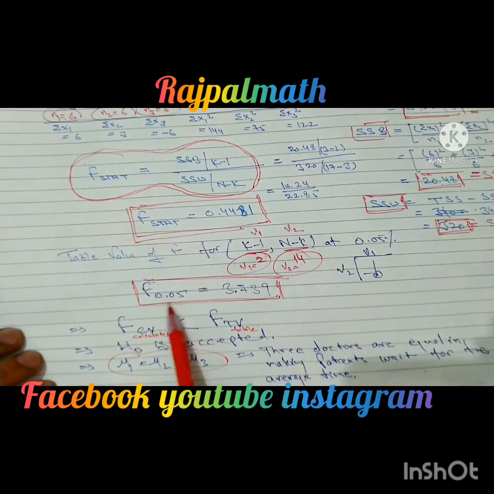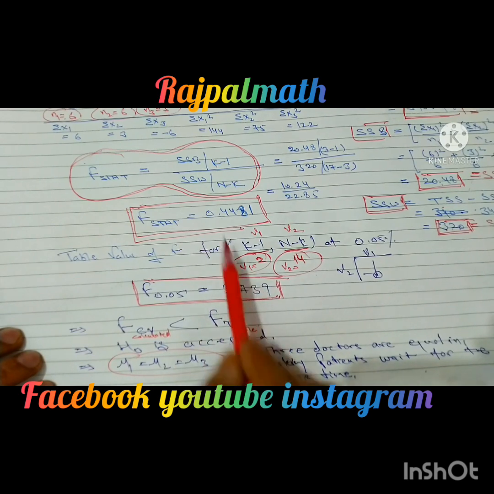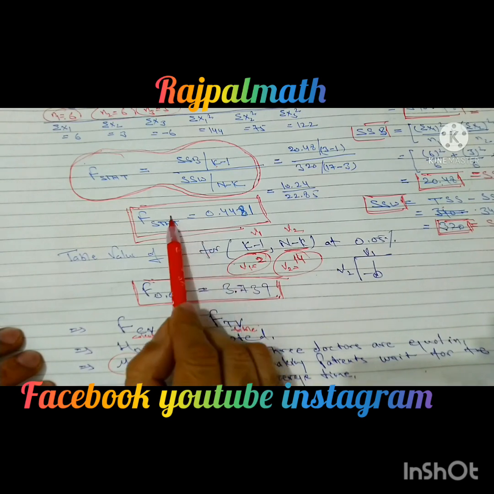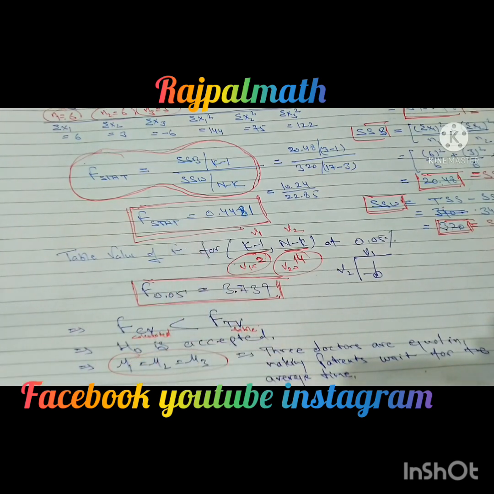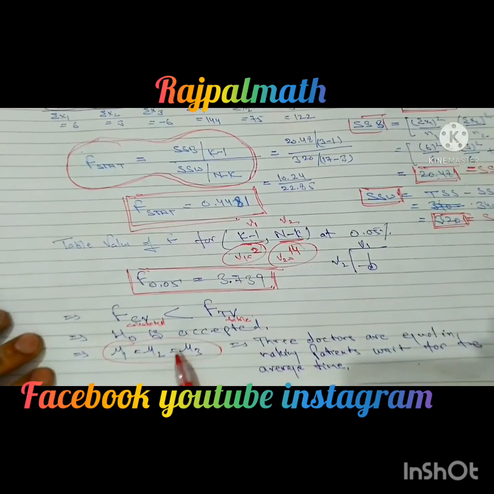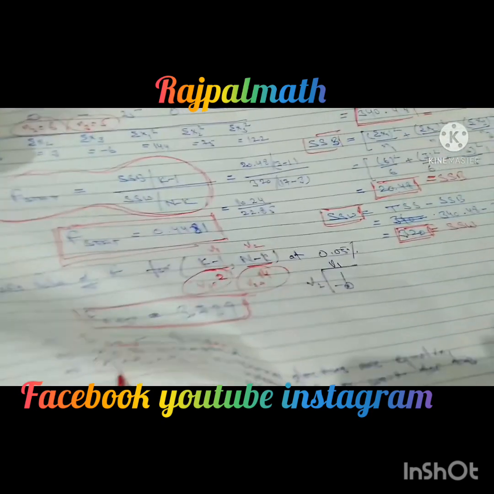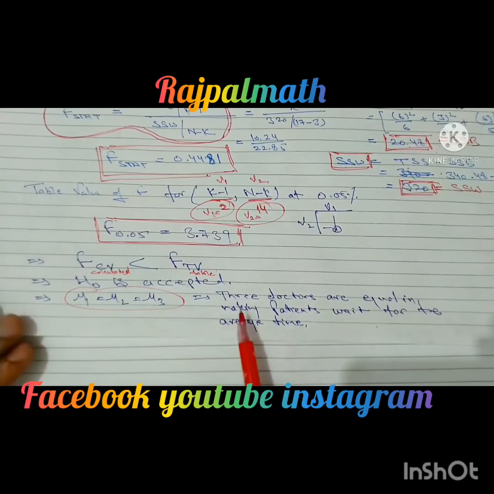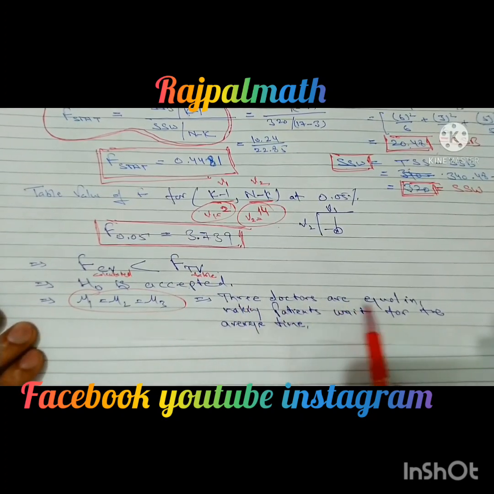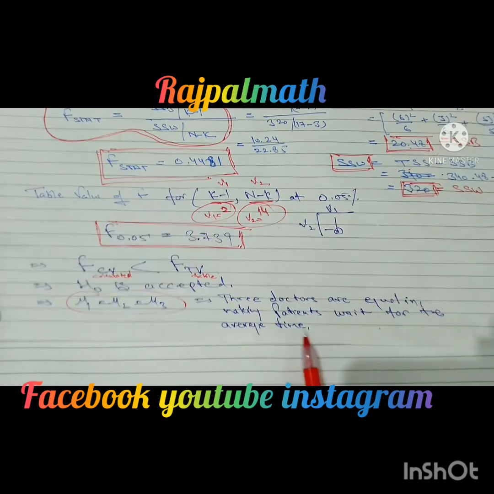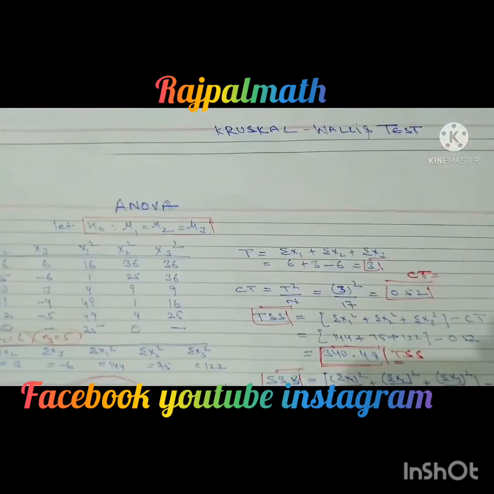The table value for F at the 5% level of significance is 3.739. By comparing these two values, F stat is less than the table value, meaning the calculated value is less than the table value. We can accept the null hypothesis, meaning the means of all 3 groups are equal, meaning the 3 doctors are equal in making patients wait for the average time. This is the result for ANOVA.